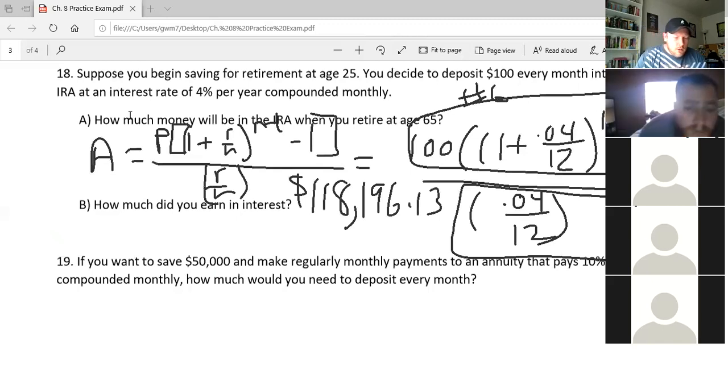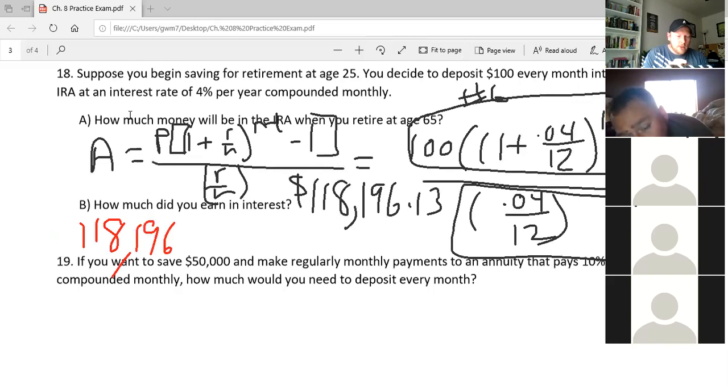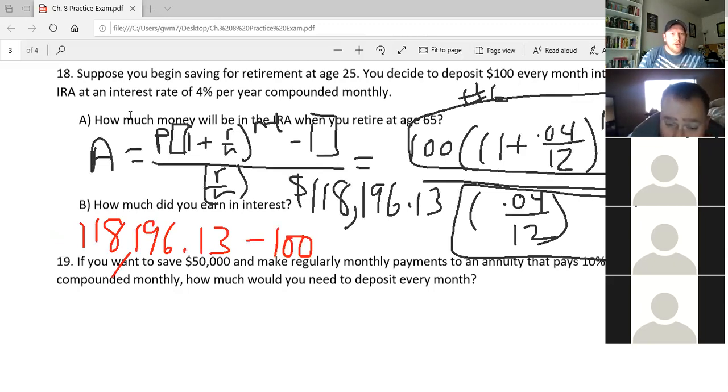I did make this one a separate formula. The total interest on an annuity equals the value, which we just found, minus the total of all payments. So it's that 118,196.13 minus, well, how do I find the total of all payments? Each one was $100, and I deposited 12 times a year. So for every year, it's going to be 100 times 12, 1200. And then there are 40 years that I'm doing this. So multiply by 40 and you get the total.